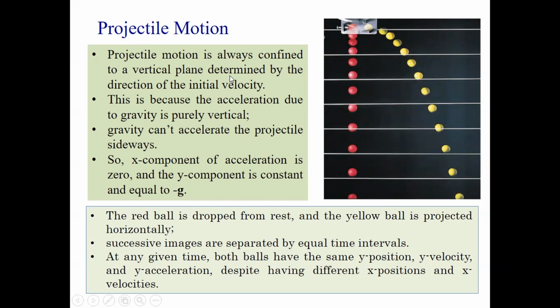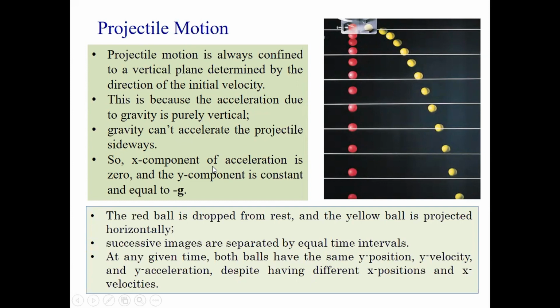So let us look at a few properties. Projectile motion is always confined to a vertical plane. It is one plane, the X and Y plane. It is determined by the direction of the initial velocity. This is because the acceleration due to gravity is purely vertical. Gravity will not accelerate the projectile in any sideways direction.